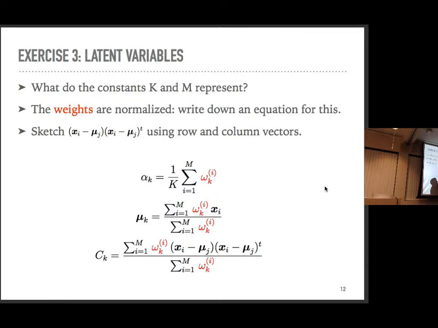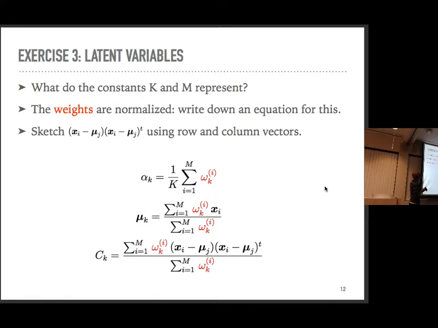Okay, so let's review here. What is capital K counting? The number of Gaussians, right. What is capital M counting? The number of data points, yeah. Or the number of rows in your data. So if we think of this like a spreadsheet, the number of rows would be capital M, and the number of columns would be capital N. That's the dimension of these vectors, boldface x's and mu's.